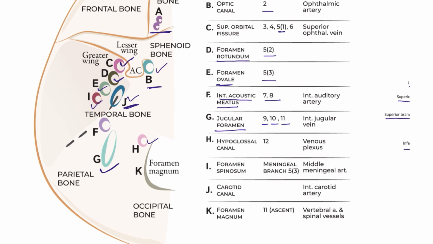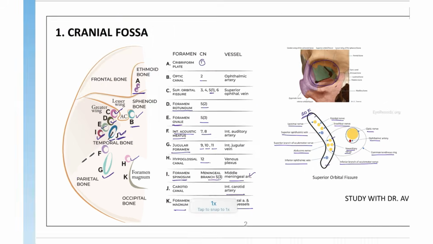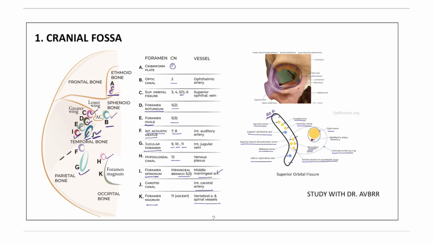Next, the hypoglossal canal. This is the hypoglossal canal just nearby the foramen magnum, and here you will have the 12th cranial nerve. And coming to the next one, this is the foramen spinosum, and here you can see the meningeal branch of the trigeminal third branch, and also the middle meningeal artery is passing here. Next, the carotid canal. This is the carotid canal, and from there the internal carotid artery comes up, and the foramen magnum is for the vertebral artery and the spinal vessels, right? These are the important contents of the cranial fossa and what passes through each opening.